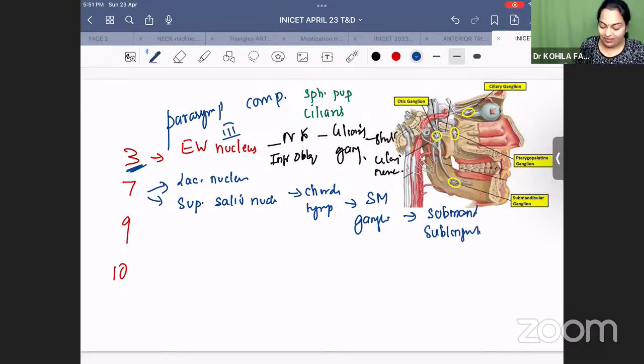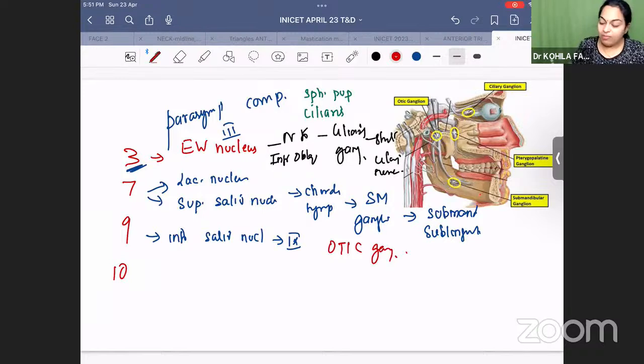3, 7, 9, 10. The ninth nerve has another nucleus, the inferior salivatory nucleus. It will pass through the ninth nerve, the tympanic branch, lesser petrosal nerve. What is the ganglia related here? Otic ganglia. Very good, very good.